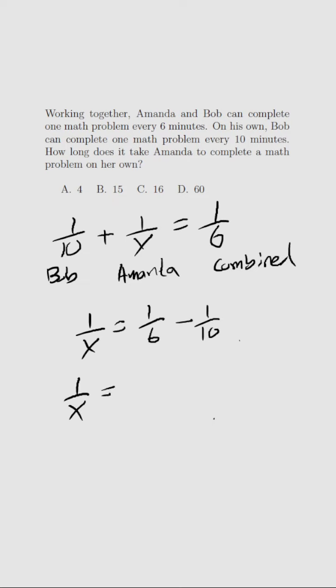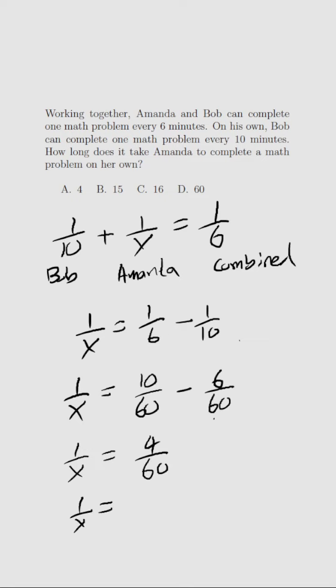Let's just make a common denominator on the right side. So that would be 60. Do 10 over 60 minus 6 over 60. So we get 1 over x is equal to 4 over 60. If you simplify that fraction on the right side, you get 1 over 15, which implies that x equals 15. You can also cross multiply to get that step as well.